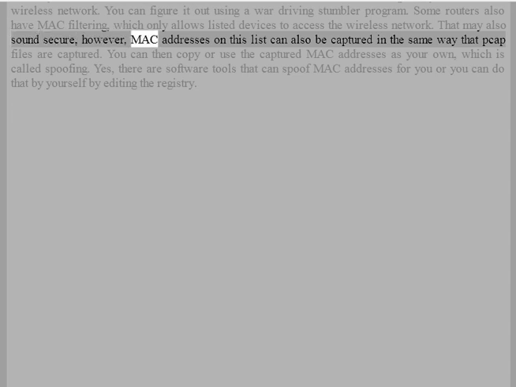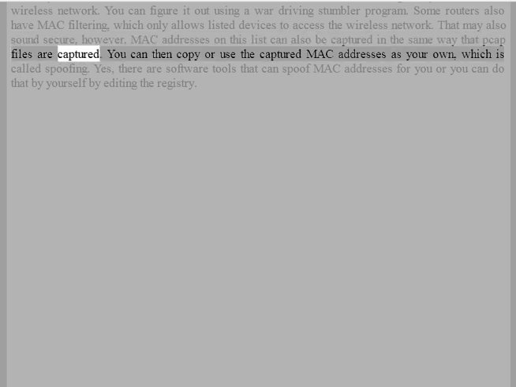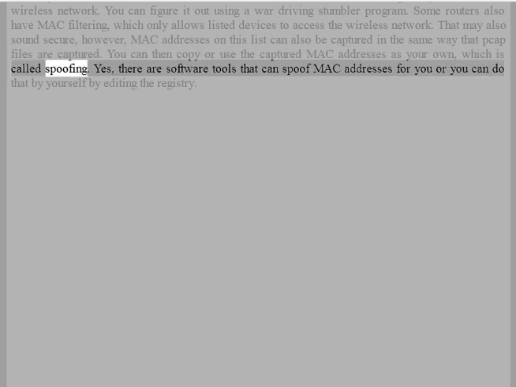However, MAC addresses on this list can also be captured in the same way that PCAP files are captured. You can then copy or use the captured MAC addresses as your own, which is called spoofing. Yes, there are software tools that can spoof MAC addresses for you, or you can do that by yourself by editing the registry.